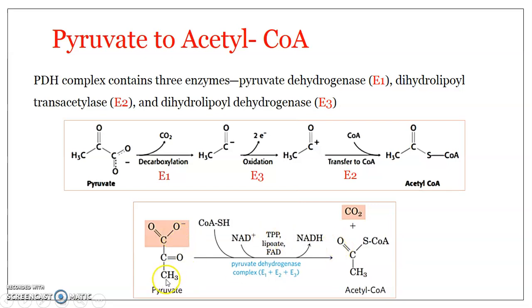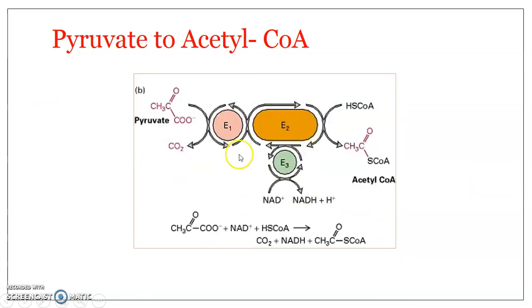Pyruvate undergoes oxidative decarboxylation and oxidation to result in the formation of acetyl coenzyme A. And the whole process takes place inside the mitochondria. Now this is the enzyme here.